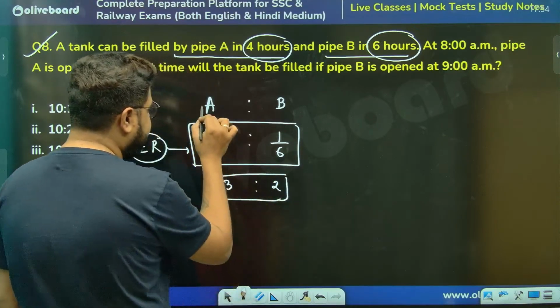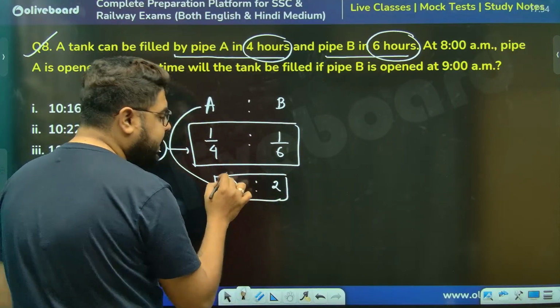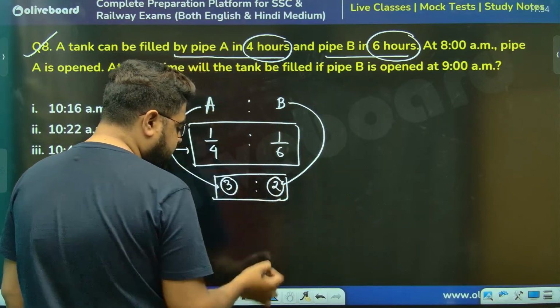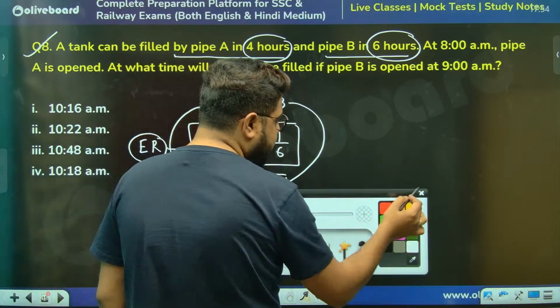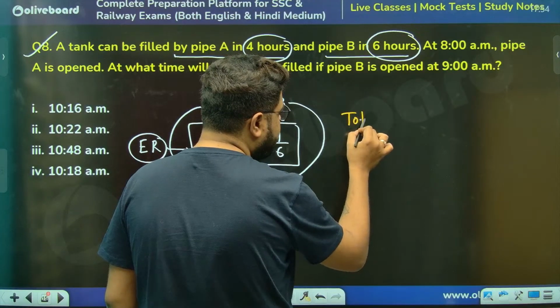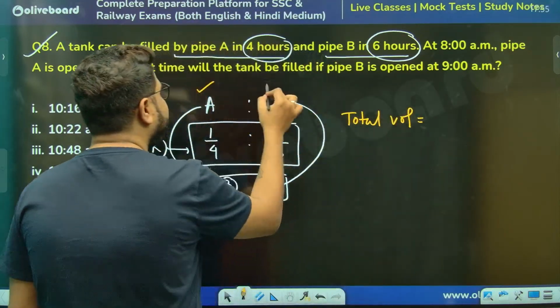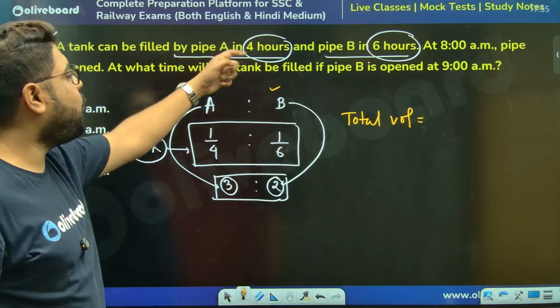Meaning, I'm assuming A can fill 3 liters of water in 1 hour and B can fill 2 liters of water in 1 hour. Sir, what is the total volume? Either you take A or you take B. A takes 4 hours.